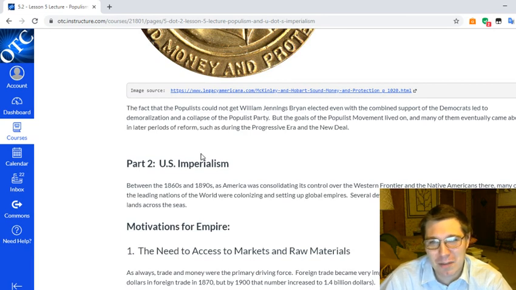But the goals of the populist movement lived on, and many of them eventually came about in later periods of reform, such as during the Progressive Era and the New Deal. All right, we will pick up part 2 with U.S. imperialism.